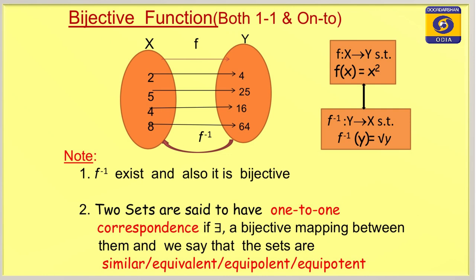Now, another second point: when there is a bijective mapping between two sets, we say there is one-to-one correspondence between the sets. For example, you can take the set of husbands and the set of wives in Hindu society in general. So, there is one-to-one correspondence between husband and wife. Also, when there is a bijective mapping between the two sets, we say these sets are similar or equivalent or equipotent.